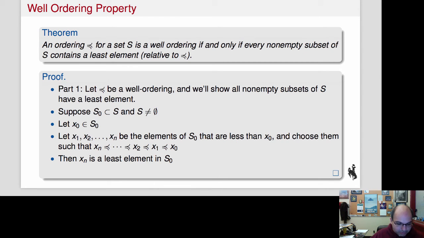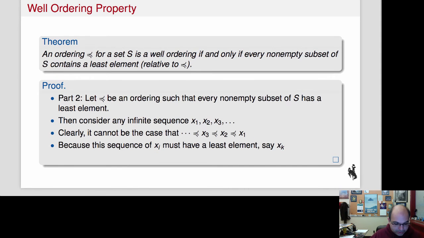What we'll do is look at an ordering where every subset of S has a least element. Suppose that we have a chain, x1, x2, x3. It's just some infinite sequence. Now, is it possible that this is actually an infinitely descending chain? I mean, it's a sequence, but can it be descending? And the answer is no.